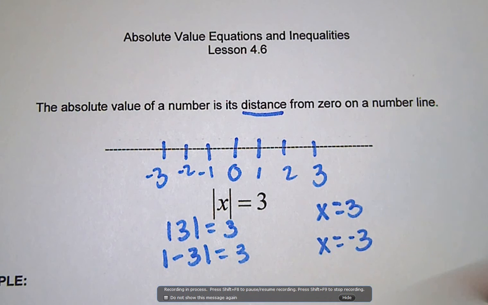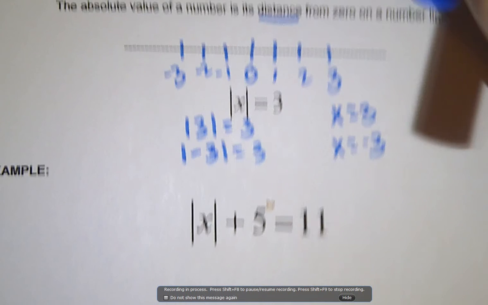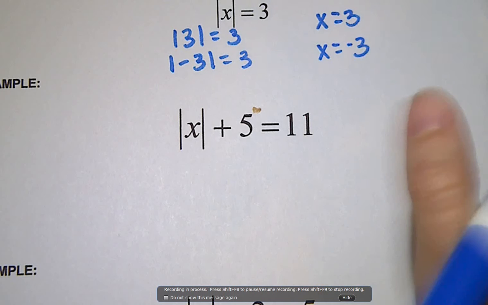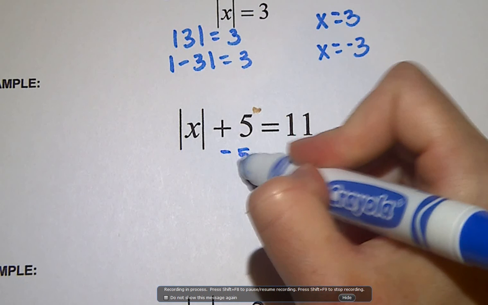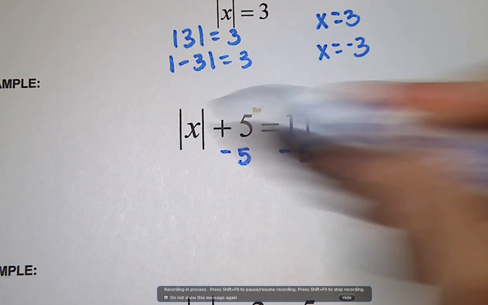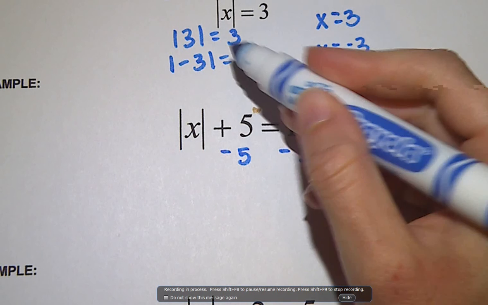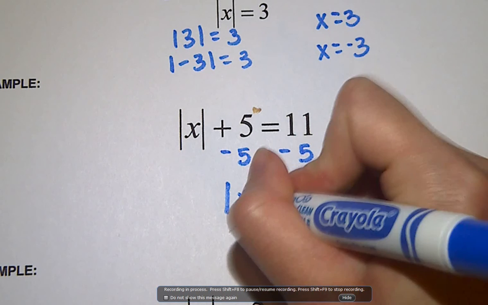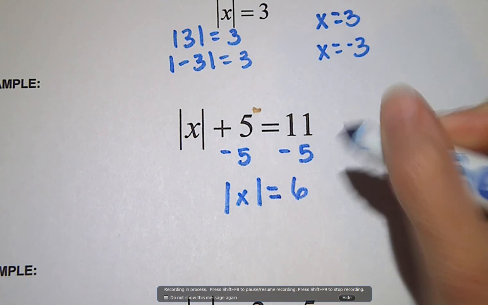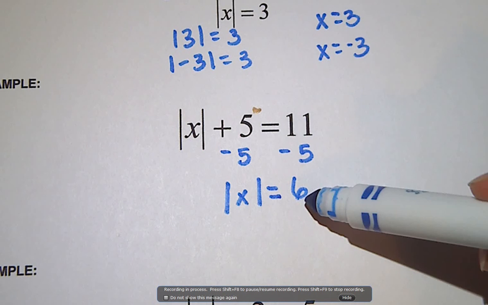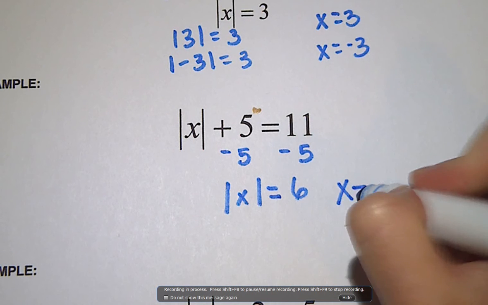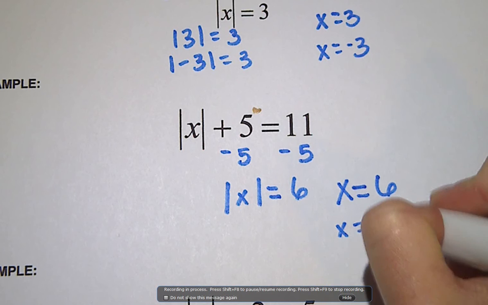Now we're going to look at an equation that has that. I've got the absolute value of x plus 5 equals 11. On this problem, we're going to solve it just like a regular equation. I'm going to subtract 5 from both sides because I want to isolate the absolute value of x, and since that 5 is not a part of it, I can just subtract it. So I get the absolute value of x equals 6. Now this becomes just like the problem up here. What numbers are 6 away from 0 on a number line? x could be 6, and x could be -6. Those are my two solutions.